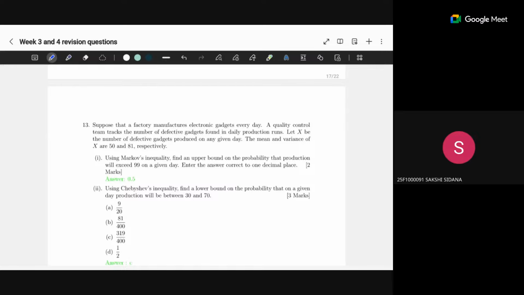Sakshi, are you done? Yes, ma'am. C part. You're done with both of the parts? You're getting 0.5 and option C? Yes, ma'am. I get 0.80, which I think is C. Okay, I guess. So what about others? Are you getting these answers?